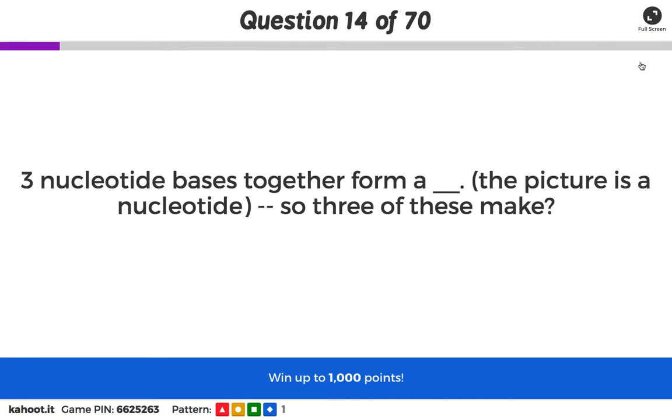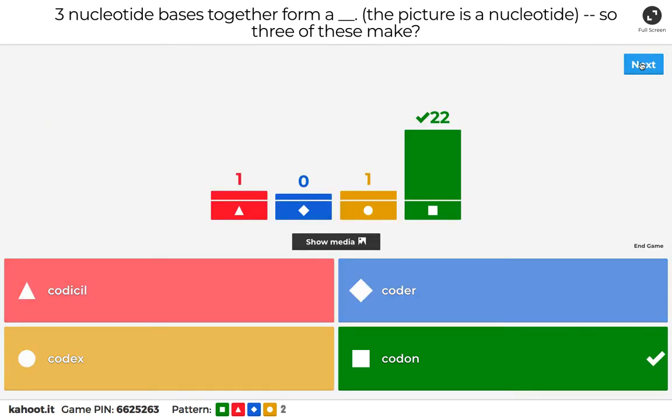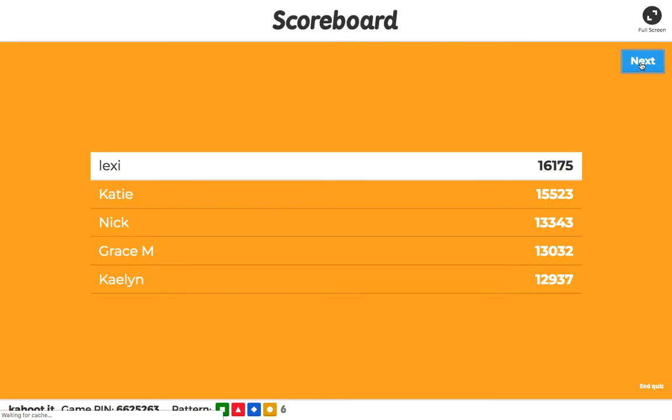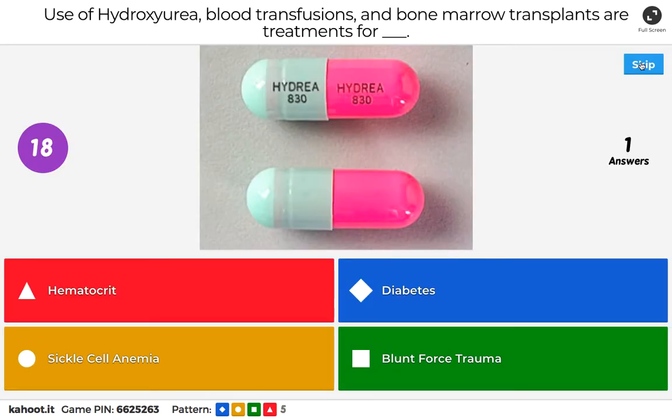Ooh, 3 nucleotide bases together. That is a nucleotide: sugar, phosphate, and base. Put them together. Okay, codon, 3 bases that code for an amino acid. Ah, this is unit 2. 3, I'm sorry. This was in this unit.